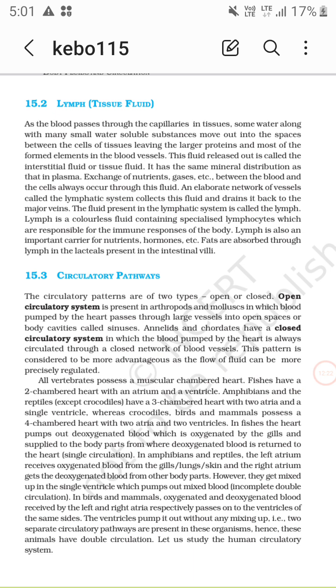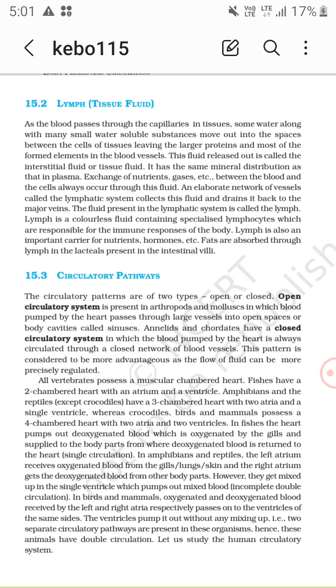Now, the lymph, that is the tissue fluid. As the blood passes through the capillaries in tissue, some water along with many small water soluble substances move out into the spaces between the cells of the tissues, leaving the larger proteins and most of the form elements in the blood vessels. This fluid released out is called the interstitial fluid or tissue fluid. It has the same mineral distribution as that in plasma.